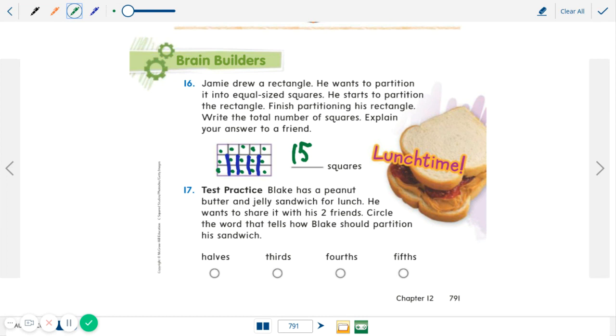So if Blake wants to share his sandwich with 2 other friends, that means there's a total of 3 people that want to share the same sandwich. So do you think we need to split our sandwich into halves, thirds, fourths, or fifths? Hopefully, since there's 3 people, you said that we should split the sandwich into thirds.